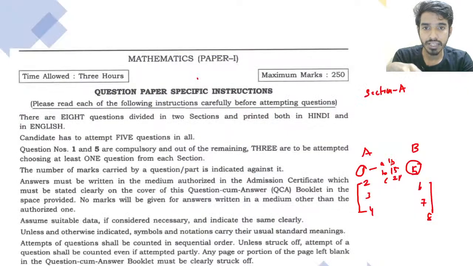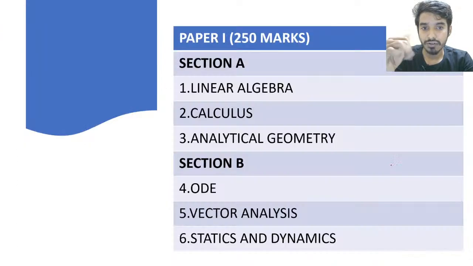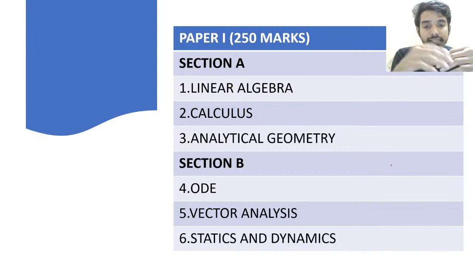So what I did is, based on the previous trends and the last 10 years' question papers, I inferred the following. In section A we have these 3 topics alone, that is linear algebra, calculus and analytical geometry. You will get these 3 topics in section A. And in section B, you will have ODE, vector analysis, statics and dynamics.